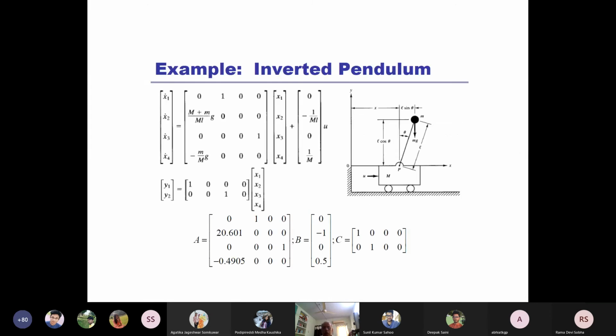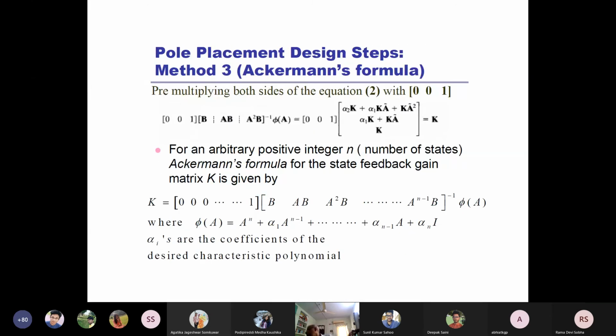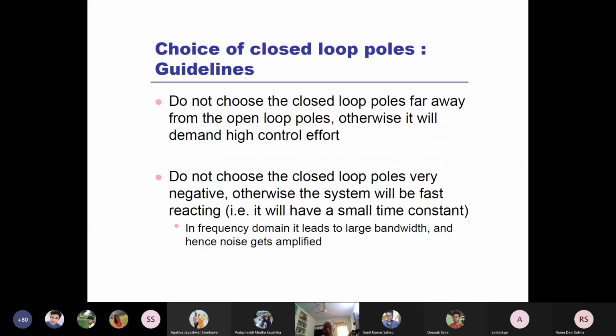Okay, so I will stop here. In the next class, I will take one example. I will solve the problem using this state feedback controller using MATLAB, and we'll show how to do that. And here, basically, the design is based on the regulatory system. That means we have not considered the servo problem.